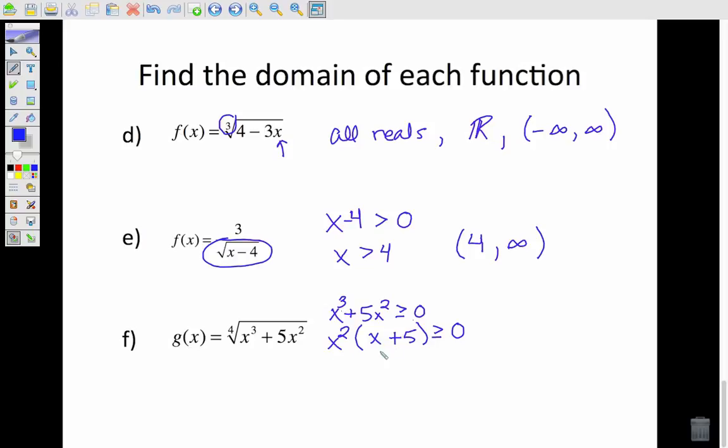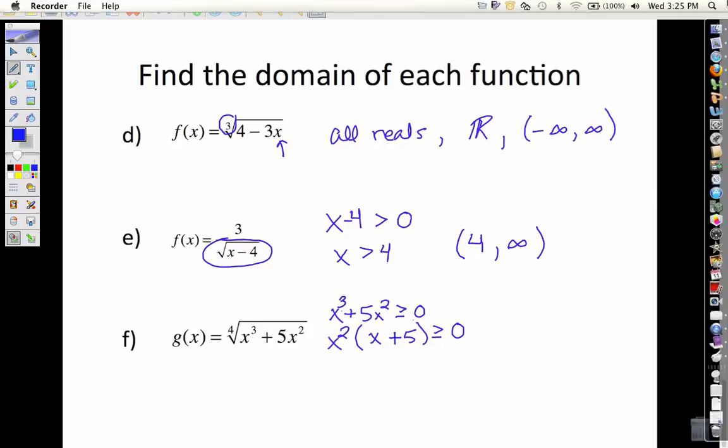Let's just think about this for a moment. If I'm multiplying 2 things together, x squared and x plus 5, and you get a number that is positive because it's greater than or equal to 0, then there are 2 things that can occur. Either both of these are negative or both of them are positive. Okay? Either they're both negative or they're both positive.